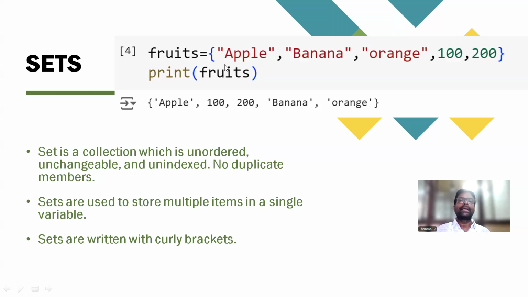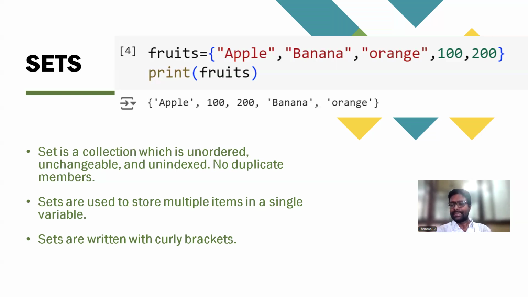If you want to print the elements of your set, you can write print fruits. Then it will print apple, 100, 200, banana, and orange. You can see I gave an order of apple, banana, orange, 100 and 200, but it is printed as apple, 100, 200, banana, and orange. It is unordered. So I think you are clear with how to represent or initialize a set, right? Okay.